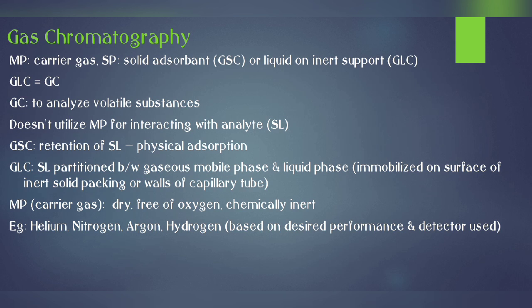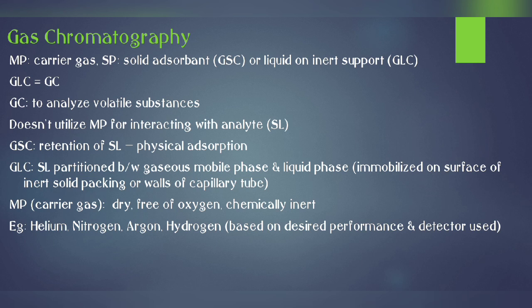In gas chromatography, the mobile phase is carrier gas and the stationary phase is solid. If the stationary phase is solid, that is gas solid chromatography. If liquid, there is gas liquid chromatography. Gas liquid chromatography is generally regarded as gas chromatography. Here the stationary phase liquid is coated on a support matrix. Gas chromatography is used to analyze volatile compounds, that is compounds which evaporate readily.